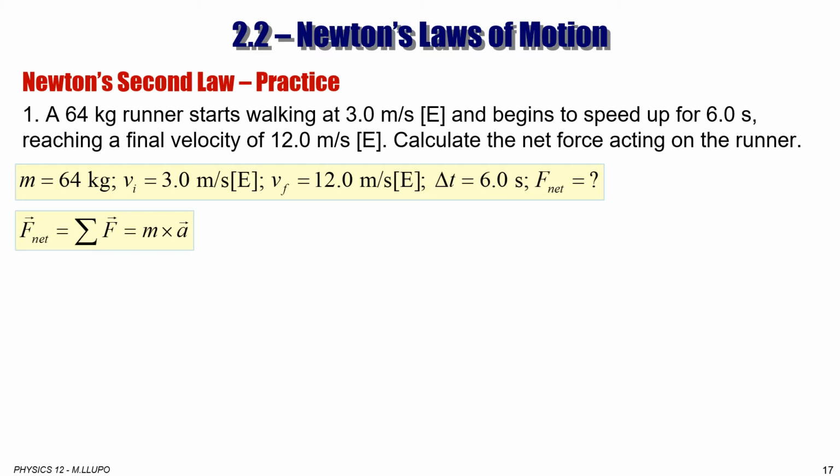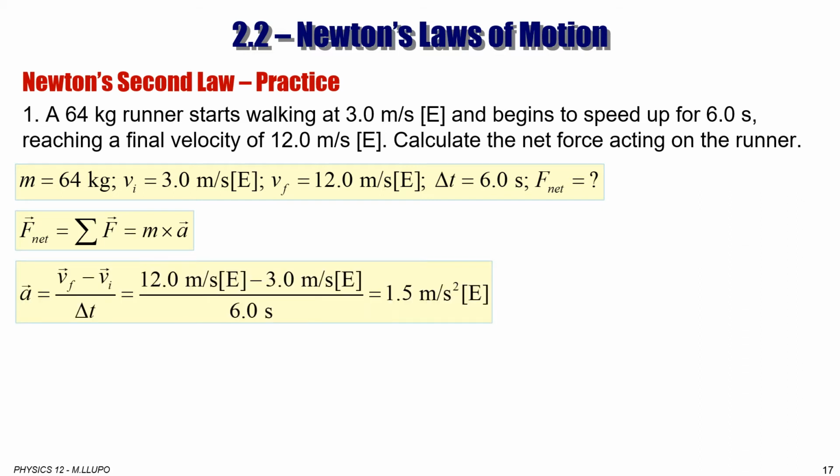It's the same thing. We use sum of all forces sometimes in grade 12, but it is exactly the same. So F net is equal to m times a. Acceleration, you can use kinematics. It's v final minus v initial over delta t. So 12 meters per second east minus 3 meters per second east. The directions are the same, so we can do the calculation. It is 9 meters per second divided by 6, which equals 1.5 meters per second squared east.